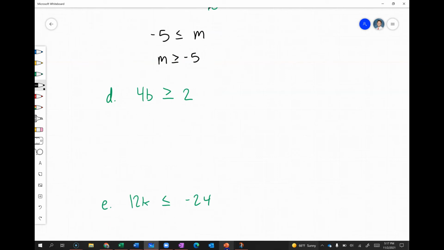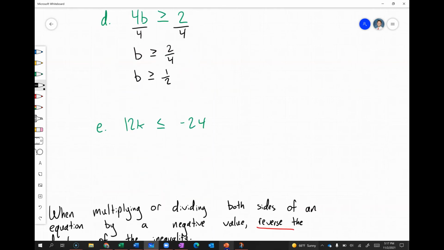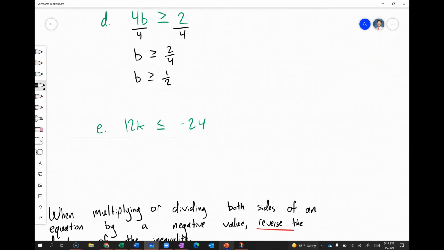In this next one, we've got 4b is greater than or equal to 2. So we want to isolate b by dividing both sides by 4. That leaves us with b is greater than or equal to 2/4, which simplifies to 1/2. Again, if we were graphing this, we'd have a closed circle at 1/2 with our arrow going to the right. And this next one, we have 12k is less than or equal to -24. So we isolate k by dividing by 12. That gives us k is less than or equal to -2.